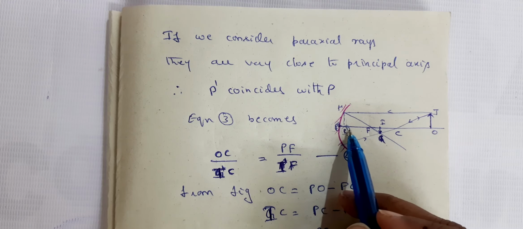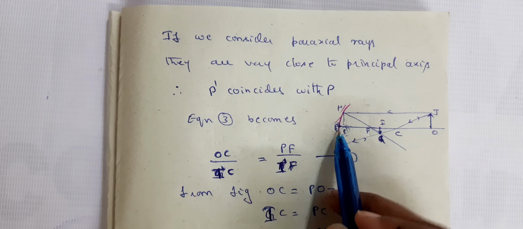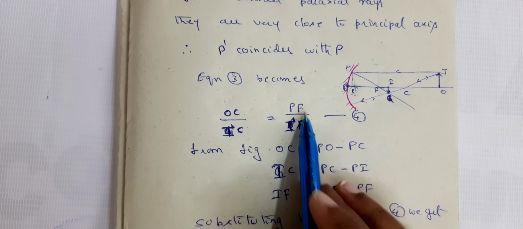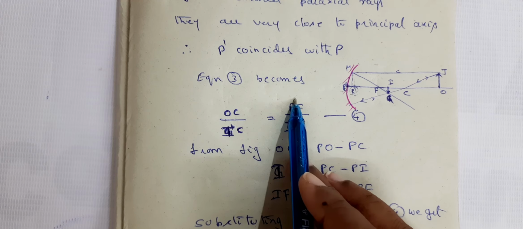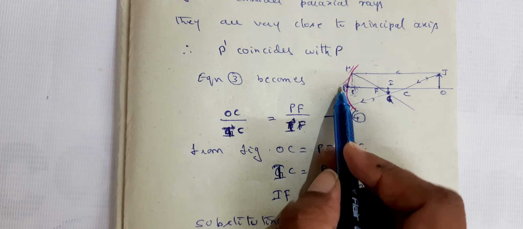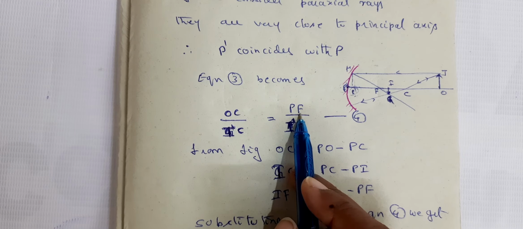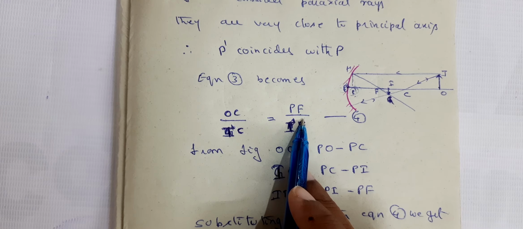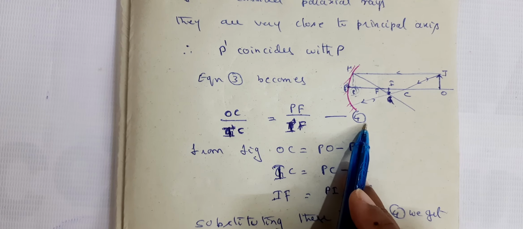So in the previous equation, in place of P dash, you will be getting P everywhere. In the previous equation we got OC by IC is equal to P dash F by IF, and now P dash is coinciding with P. Therefore, in place of P dash F, we are writing PF. If you have noted down already whatever is there on page 1, just give a look at that, then you can see what change has occurred to equation 4.